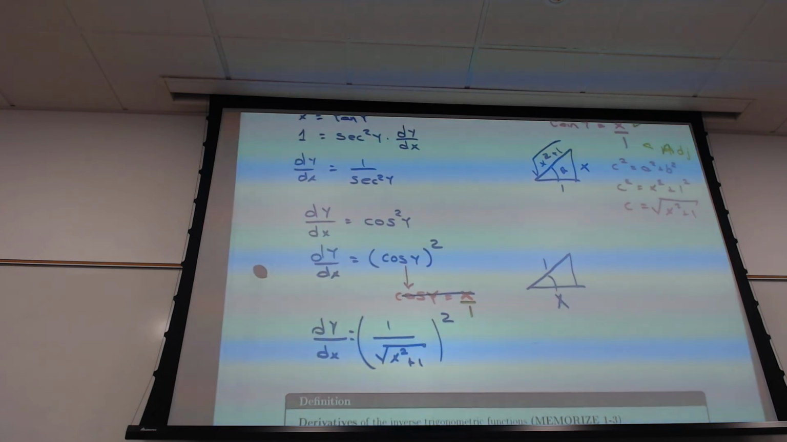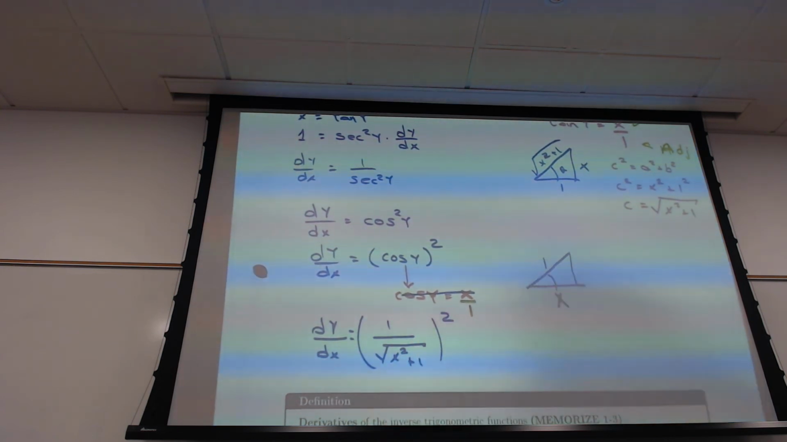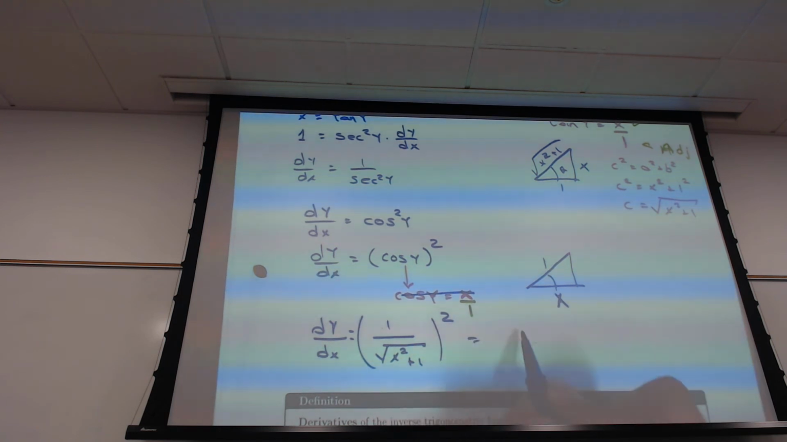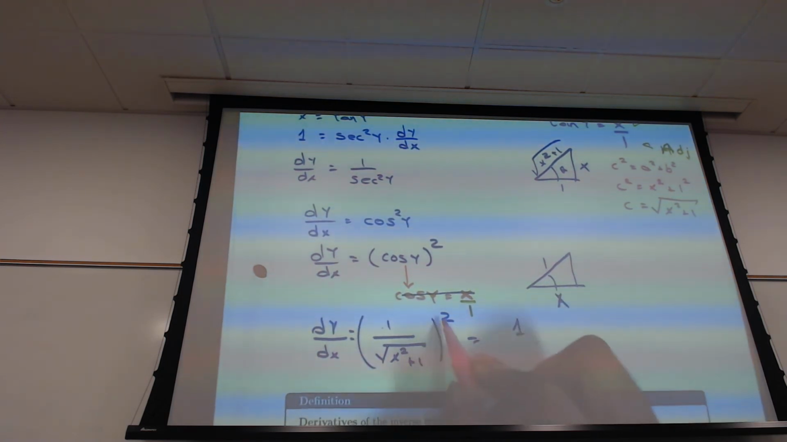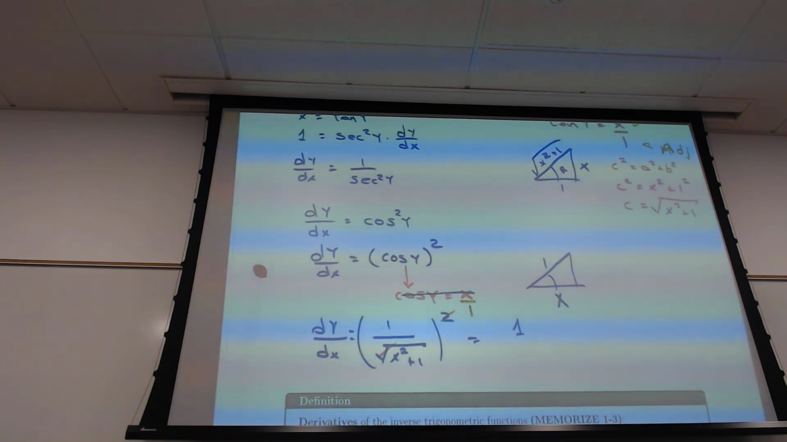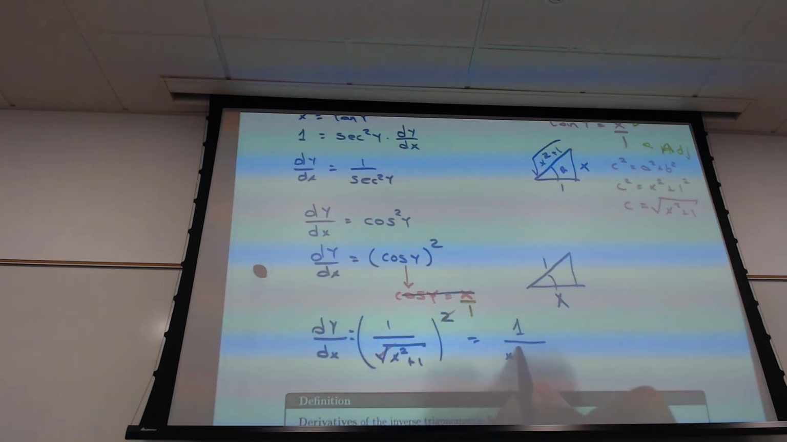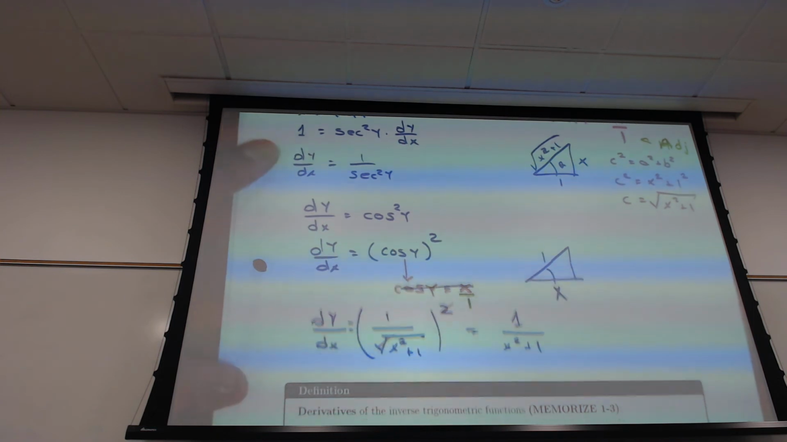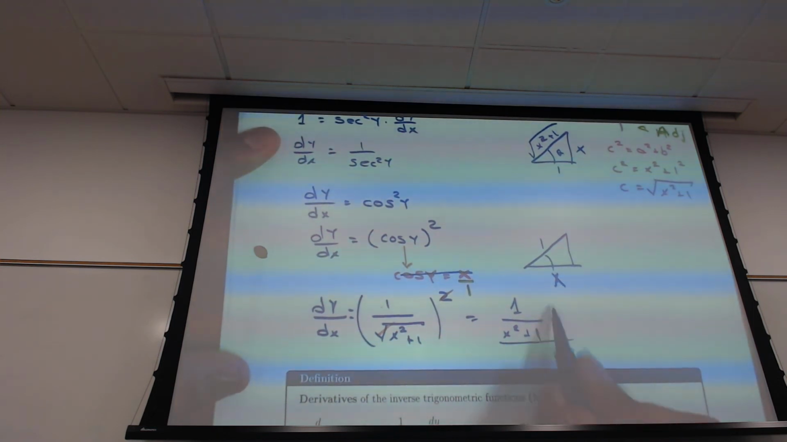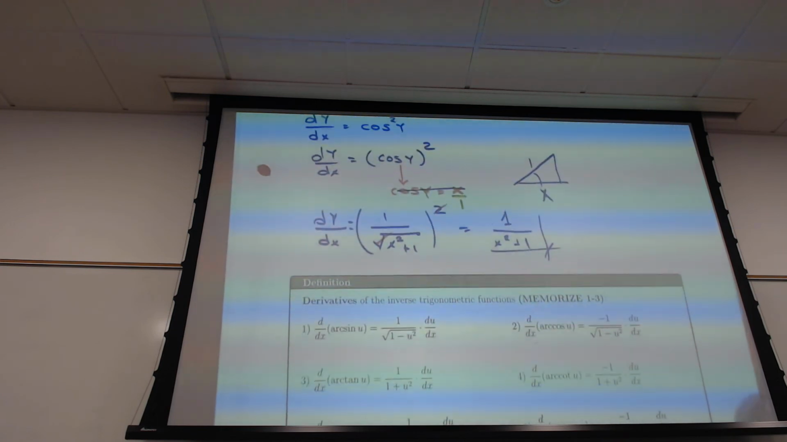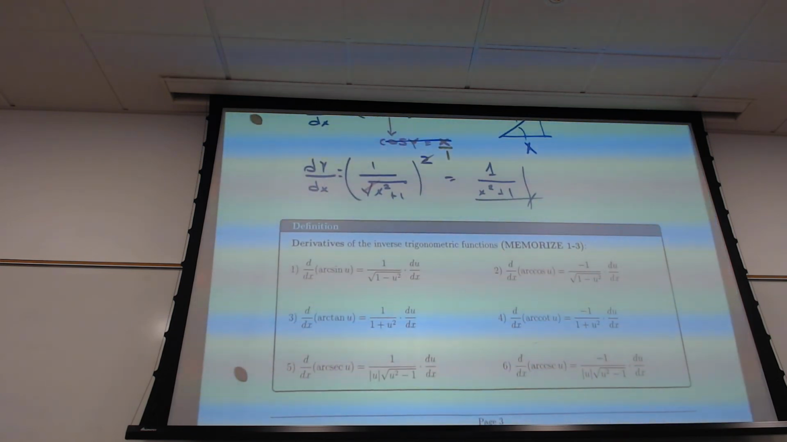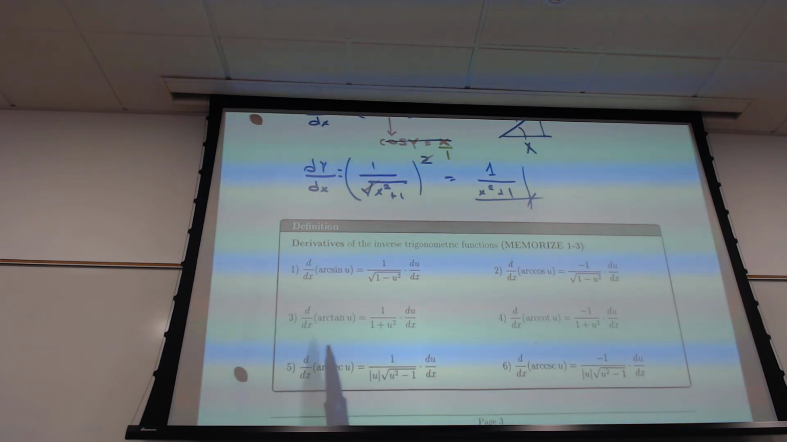All right, so in this case, if we square the number 1, that's going to be 1, and if we square the radical, the radicals cancel. That's going to leave us with x squared plus 1, right? Which is indeed the derivative of the arctan function. That's formula number 3 right here.